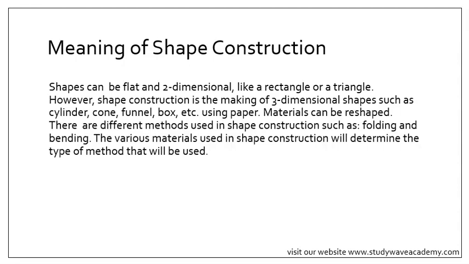Shapes can be flat and two-dimensional, like a rectangle or a triangle. However, shape construction is the making of three-dimensional shapes such as cylinder, cone, funnel, box, etc. using paper. Materials can be reshaped. There are different methods used in shape construction, such as folding and bending. The various materials used in shape construction will determine the type of method that will be used. Okay? Do we understand?